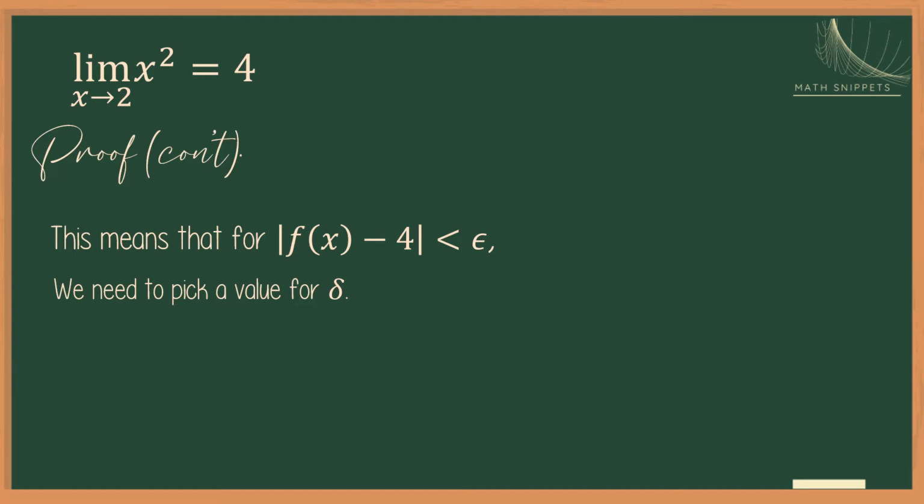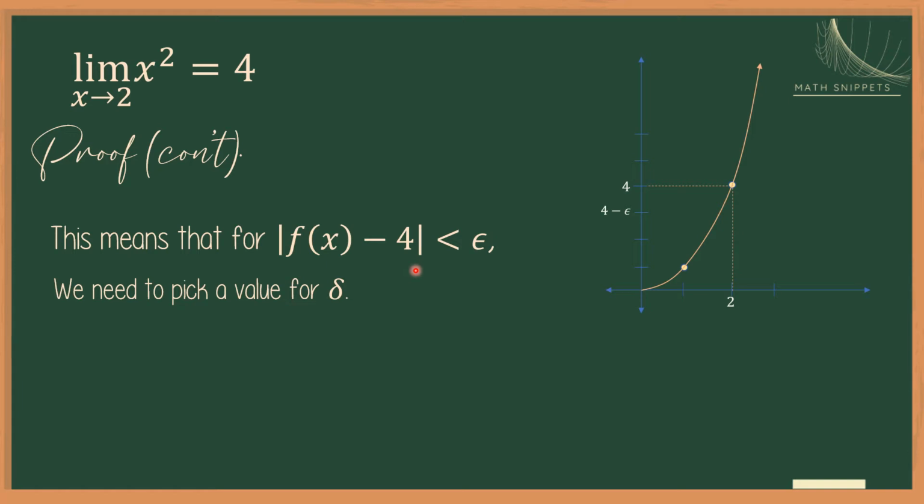So again, the condition means that we need to show that the absolute value of f of x minus 4 is less than epsilon. We need to pick a value for delta that implies this. So let's look at the graph of x squared. It's a parabola that opens upward with a vertex at the origin. And let's locate x equals 2 and y equals 4.